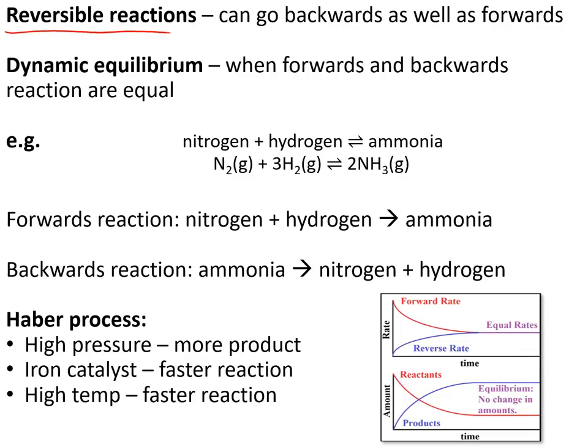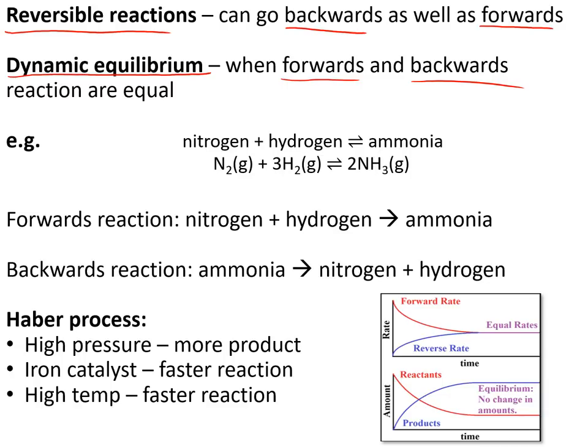Reversible reactions are ones that can go backwards as well as forwards. So the reactants can turn into products, but the products can also turn back into reactants. And this leads to a situation called dynamic equilibrium. Dynamic equilibrium happens when the forwards and backwards reactions happen at the same rate. And that leads to a state where the concentrations of products and reactants remain constant.